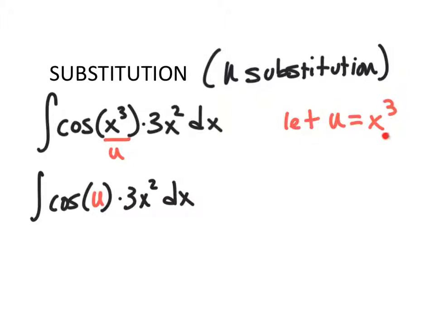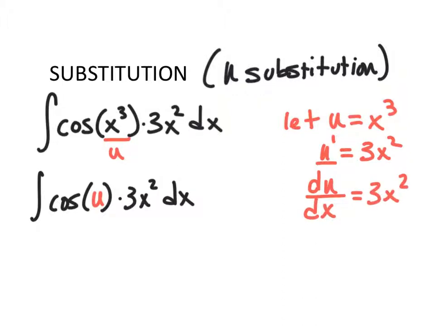So let me take the derivative of this. Usually I would say something like u prime is equal to 3x squared, but I don't want to write just u prime. That's not going to help me in this situation. We have to use the d/dx notation. So I'm going to say that the derivative of u with respect to x, which I would say as du dx, is equal to 3x squared. Saying u prime and du dx is the exact same thing.